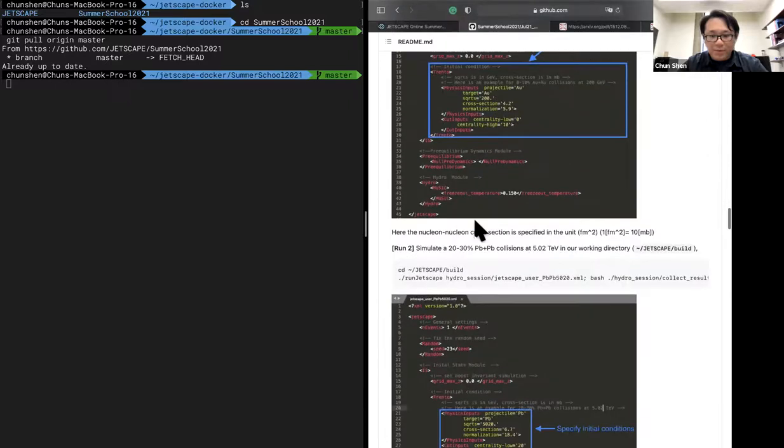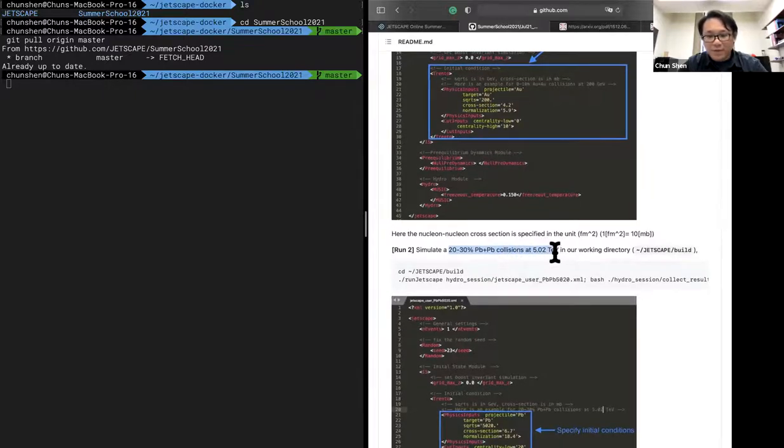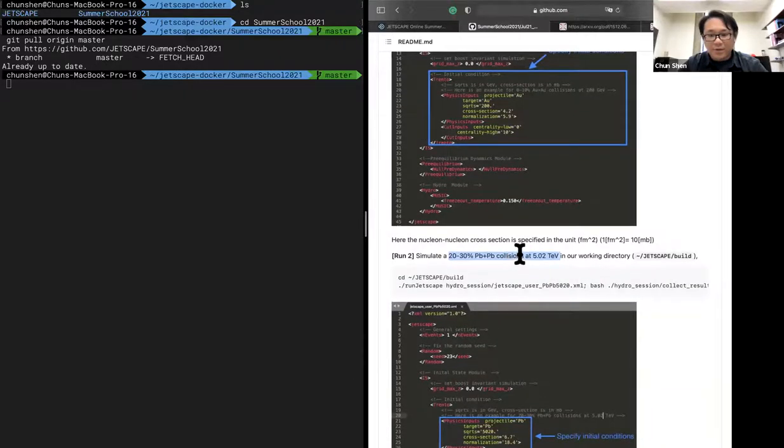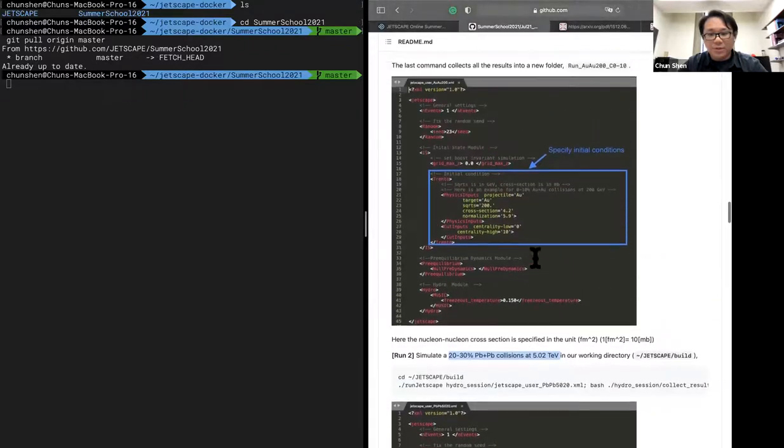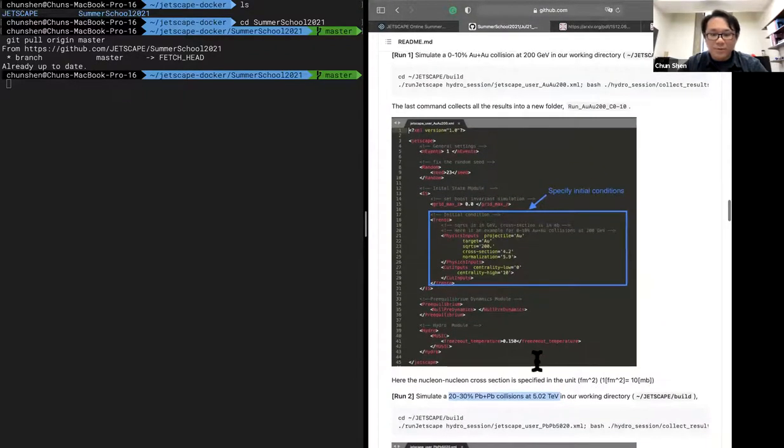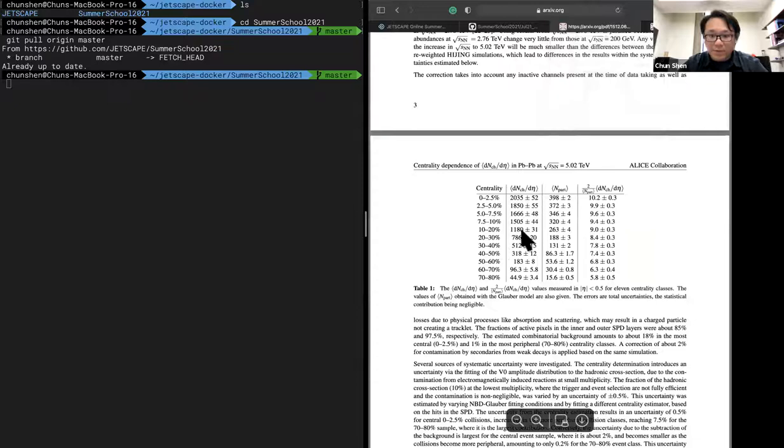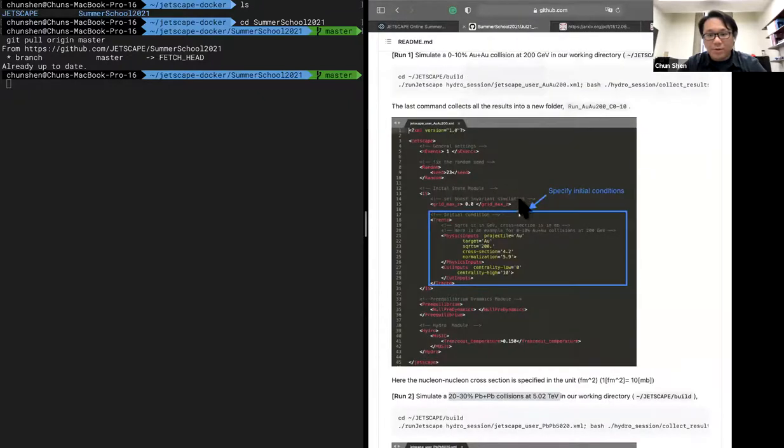And then we'll run another simulation for 20 to 30% lead-lead collisions at 5 TeV. The reason I pick these two collision systems is that if you look at the particle multiplicity produced in these two systems, they are comparable. Measurements of the charge multiplicity at the LHC at 5 TeV show that at 20 to 30% it is about 780 charged particles. This is comparable with central gold-gold collisions at 200 GeV.